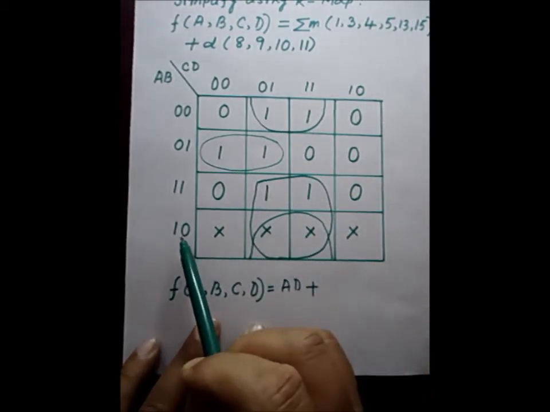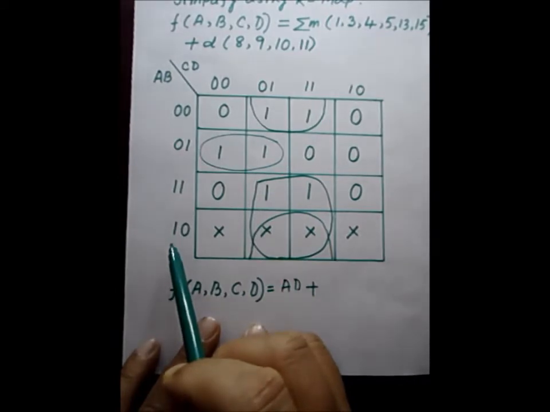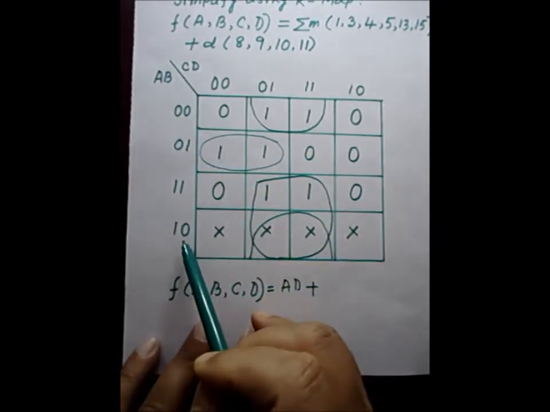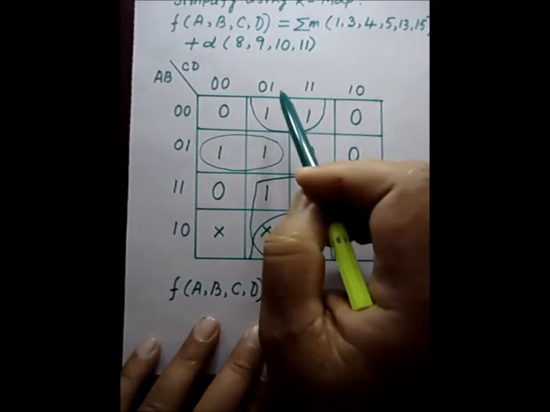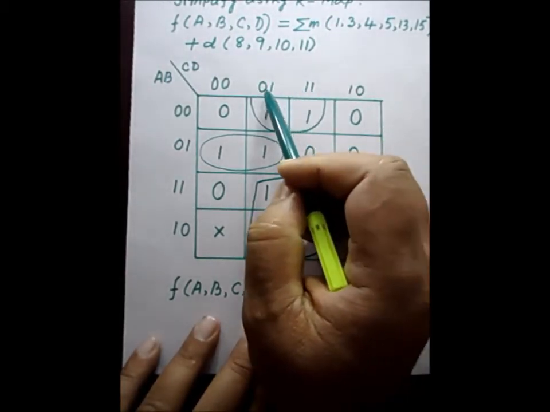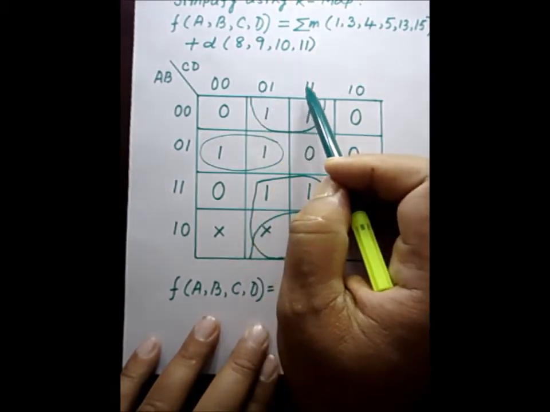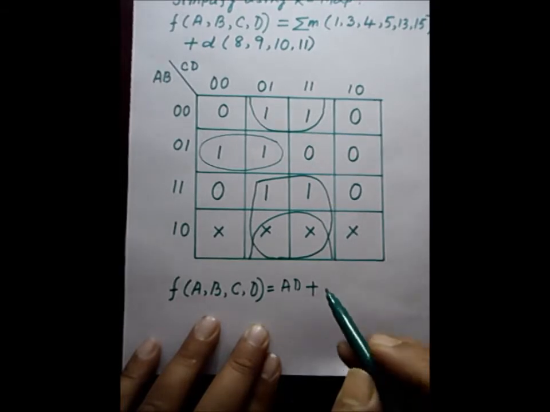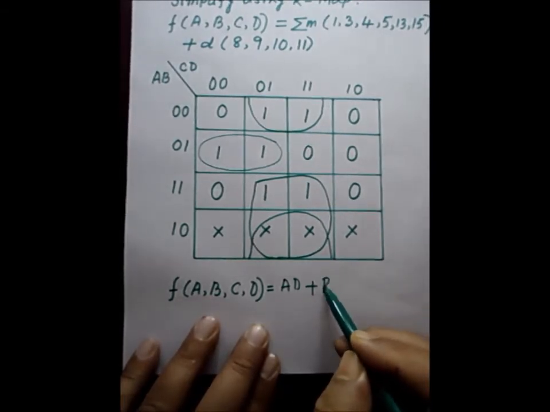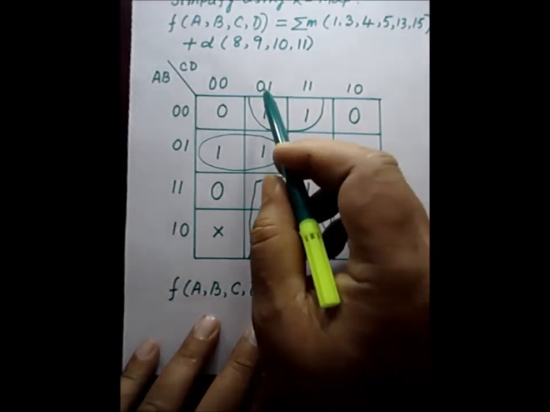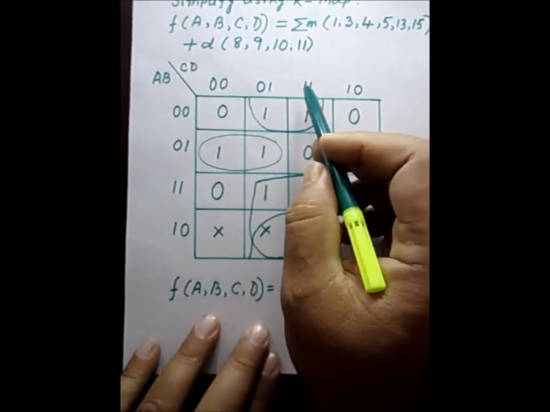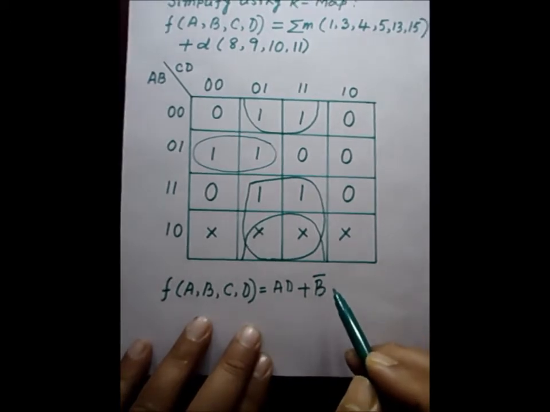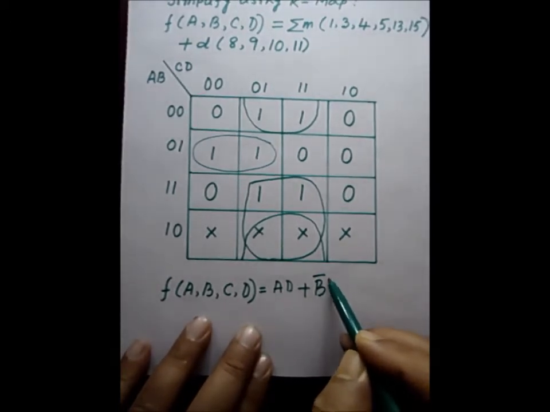If we come to the horizontal, you can see A bar and A get eliminated, and the remaining is B bar. And if you come vertically, you can see that C bar and C get cancelled. Remaining is D. Therefore, this is B bar into D.